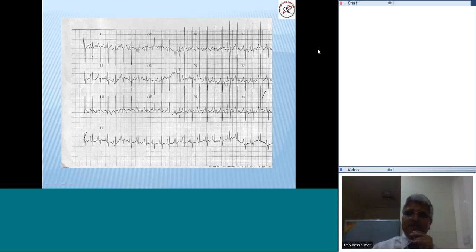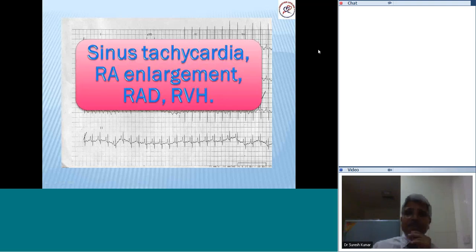Here we go. What this ECG shows, basically there is sinus tachycardia. There is right atrial enlargement. If you see the P wave in lead 2, you can find that it is tall and peaked. There is of course a right axis deviation and a right ventricular hypertrophy. This could be seen in any condition where there is a cause for right ventricular hypertrophy like pulmonary stenosis or pulmonary hypertension.